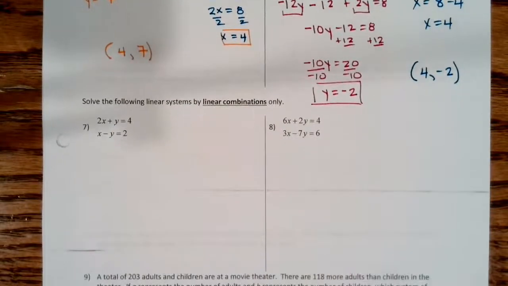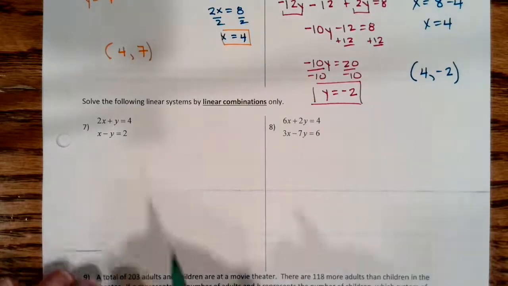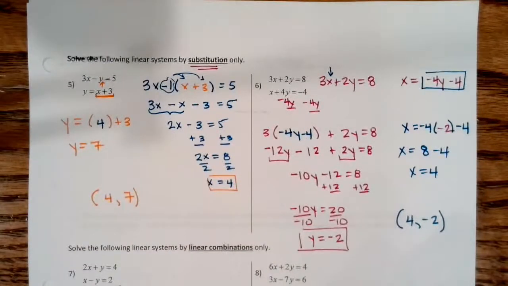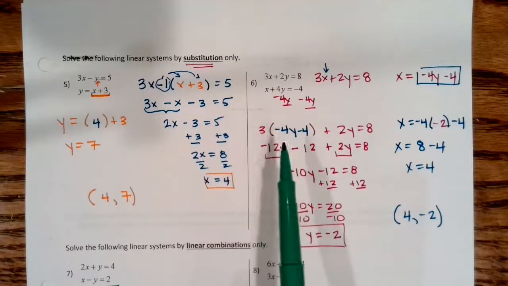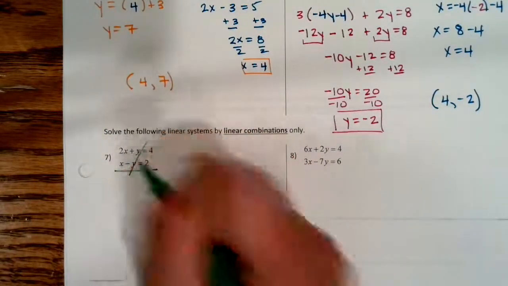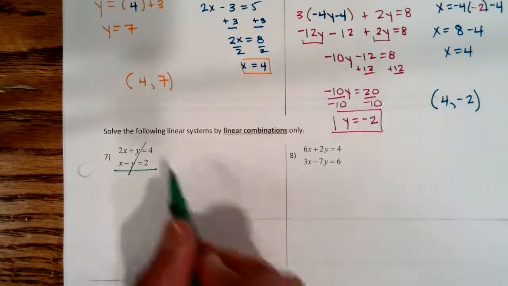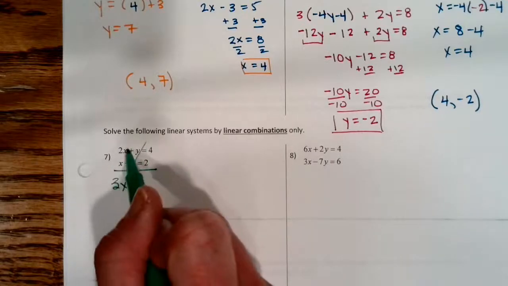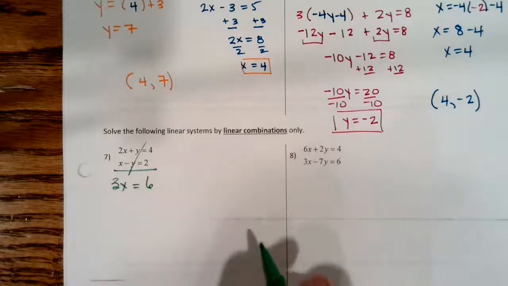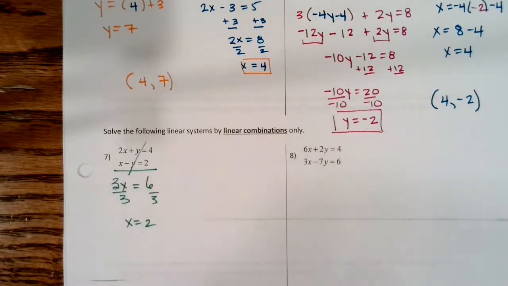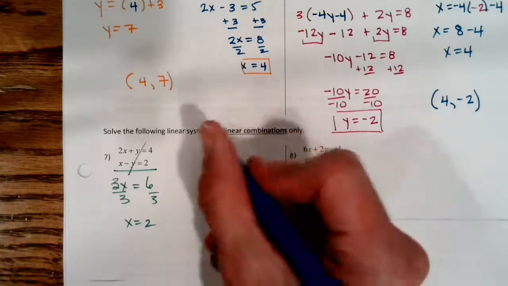So here we have linear combinations. Now, lots of kids like that better because they feel like instead of adding to the problem and making it longer, like we do up here and here, they like linear combination because I get to cancel out a zero pair. Plus y minus y is equal to 0. So I'm going to add my equations. 2x plus x is 3x. 4 plus 2 is 6. Divide by 3. X is equal to 2. Kids think that that's much simpler.